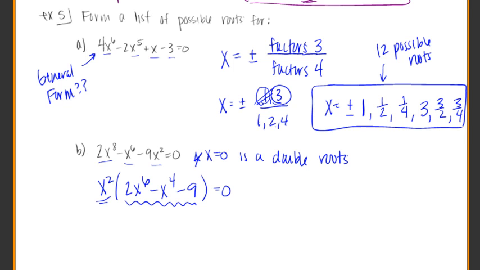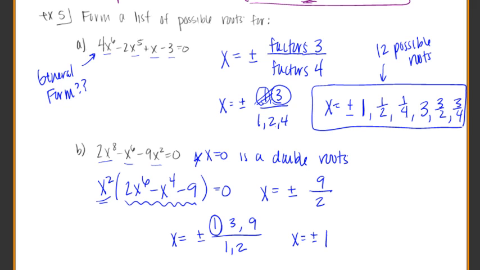So now to list out the possible ones, x is equal to plus or minus the factors of 9 over the factors of 2. So let's list out all the different factors of 9. Well, we can multiply 1 and 9, 3 and 3. So the factors are 1, 3, and 9. The factors of 2 are just 1 and 2. Okay, so now combining these together, start with 1. So 1 over 1 is 1. 1 over 2 is 1 half. That's it. Start with 3 now. 3 over 1 and then 3 over 2. So 3 and 3 halves.